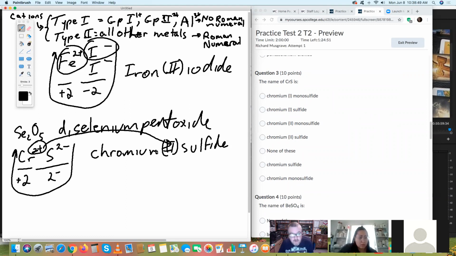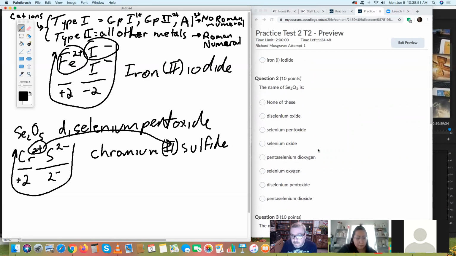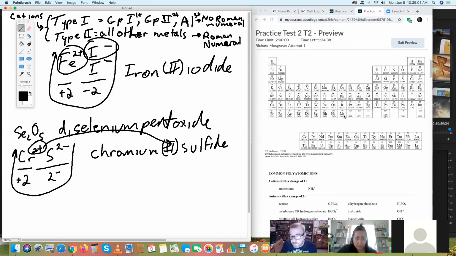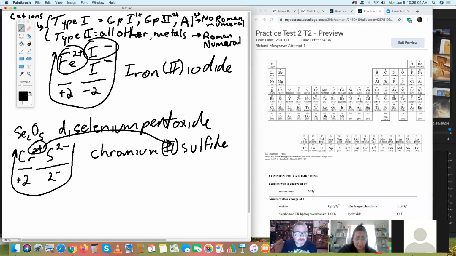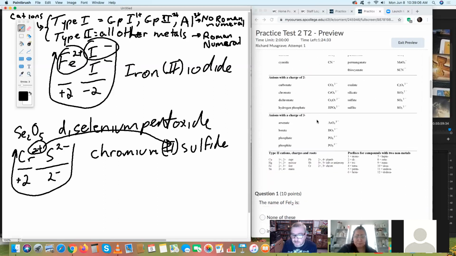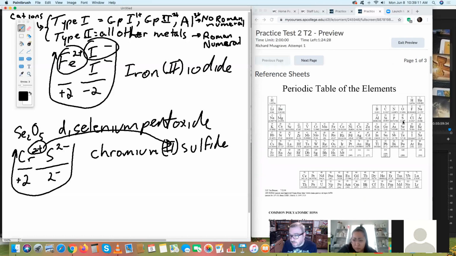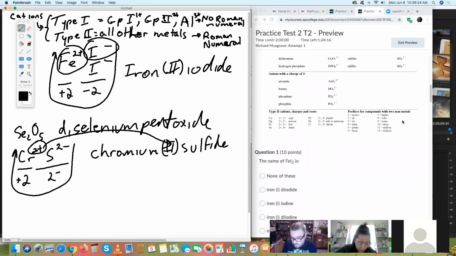Okay, are you okay with the fact that chromium is a metal? Yes, I have it here, because it's in the, well, mine is pink. Right, and you understand it's not a group 1 or a group 2 or aluminum, right? I know it's not group 1 or 2, so we need to have a Roman numeral. Yep, that's right. Which means we need the charge on the chromium. We know what sulfur is. It's in group 6, so it's -2. Oh, okay, that's what got me. Okay. Which means that the chromium has to be +2. Got it.